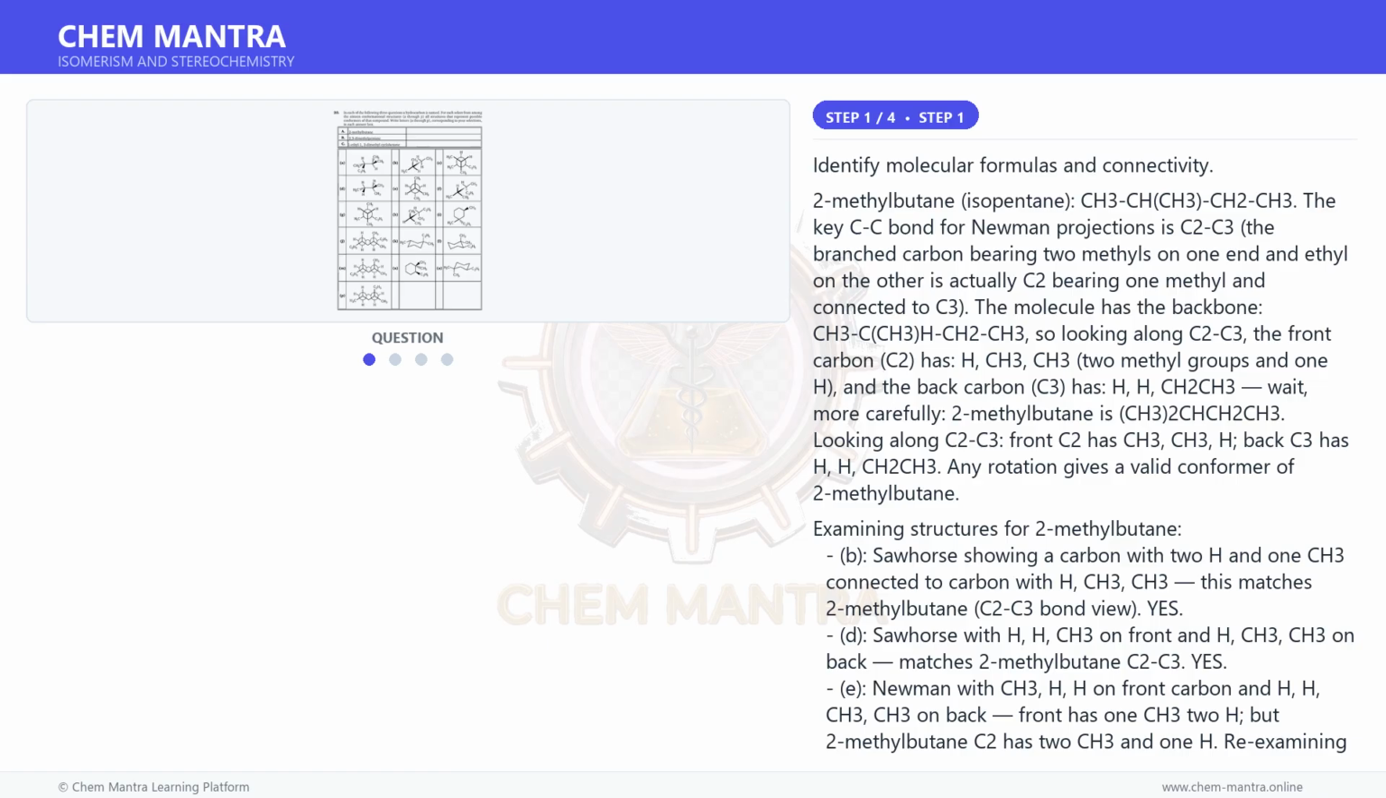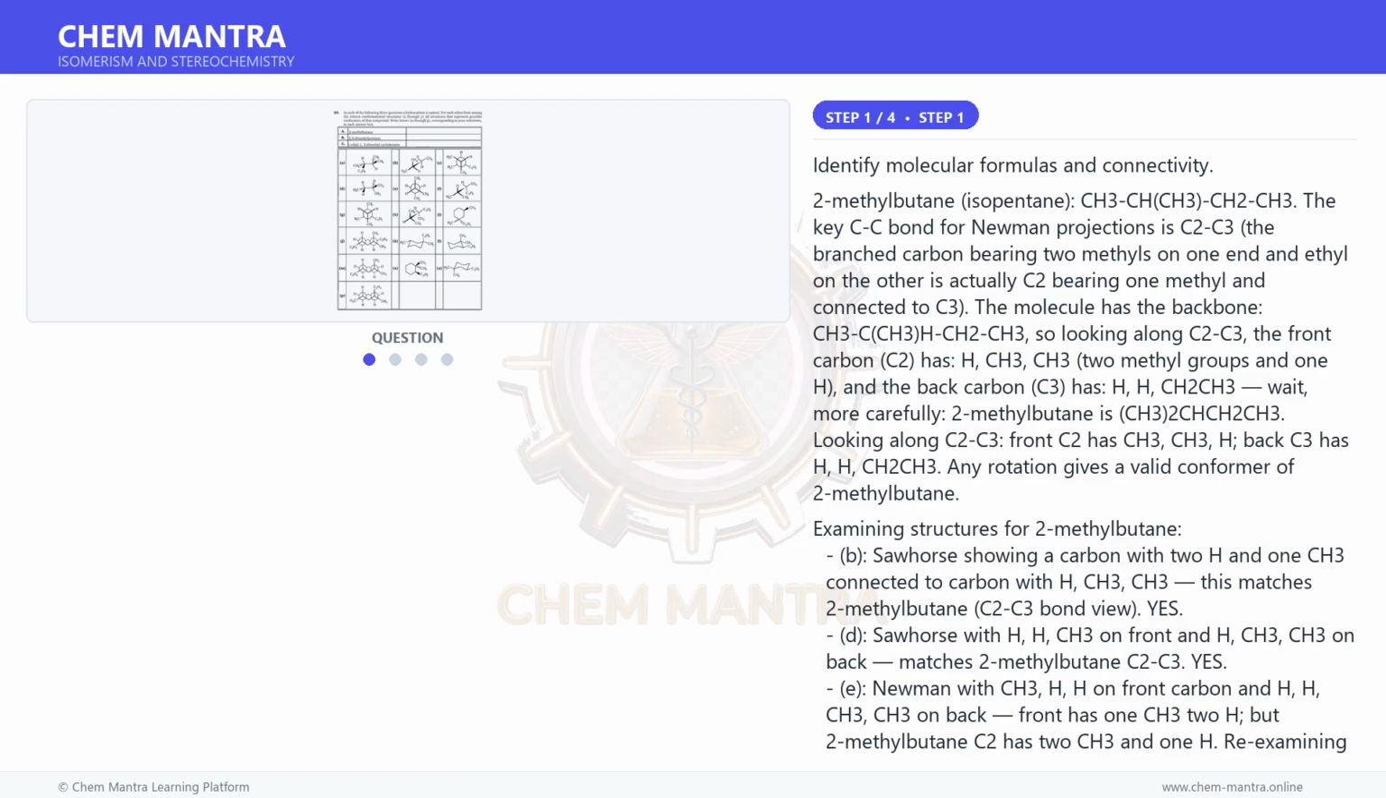So looking along C2–C3, the front carbon C2 has H, CH3, CH3, two methyl groups and one H, and the back carbon C3 has H, H, CH3. Wait, more carefully, 2-methylbutane is CH3CH(CH3)CH2CH3. Looking along C2–C3, front C2 has CH3, CH3, H; back C3 has H, H, CH2CH3. Any rotation gives a valid conformer of 2-methylbutane.